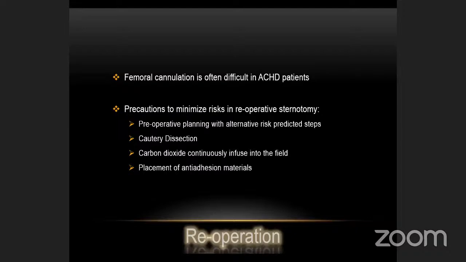So precautions to minimize the risk of reoperative sternotomy include preoperative planning with alternative risk-predicted steps, cautery dissection or avoiding sharp dissection, carbon dioxide continuously infused into the field, and the placement of anti-adhesion materials to decrease adhesion to the sternum in cases highly suspected to need reoperation.